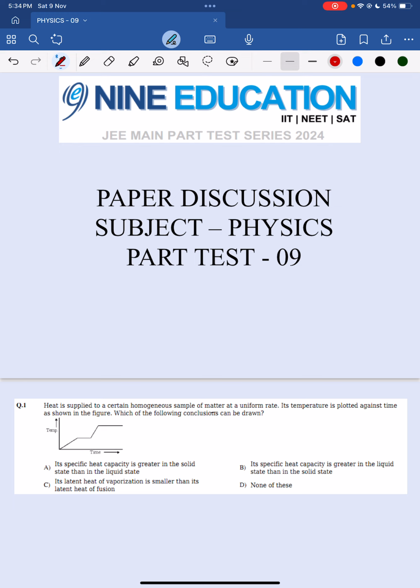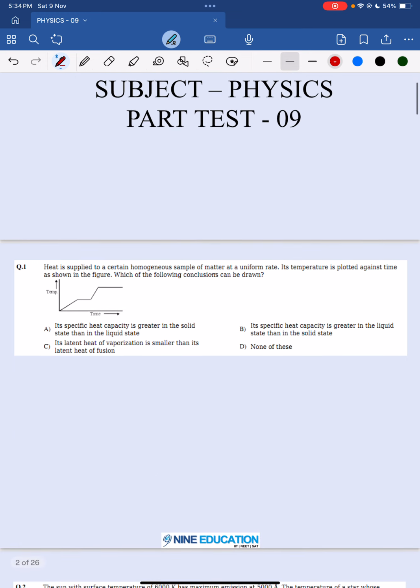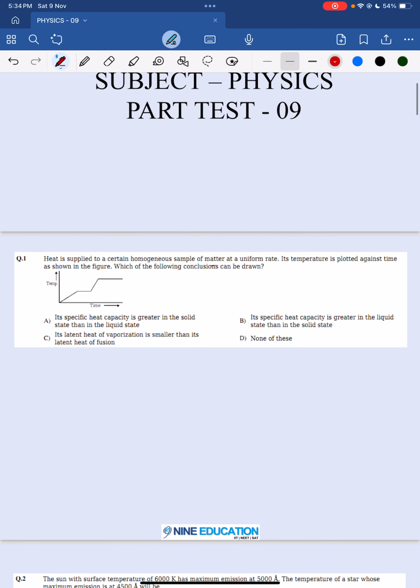So we have question number 1. Heat is supplied to a certain homogeneous sample of matter at a uniform rate. Its temperature is plotted against time as shown in the figure. We can see the temperature-time graph. They are asking which of the following conclusions can be drawn. Its specific heat capacity is greater in the solid state than in the liquid state.